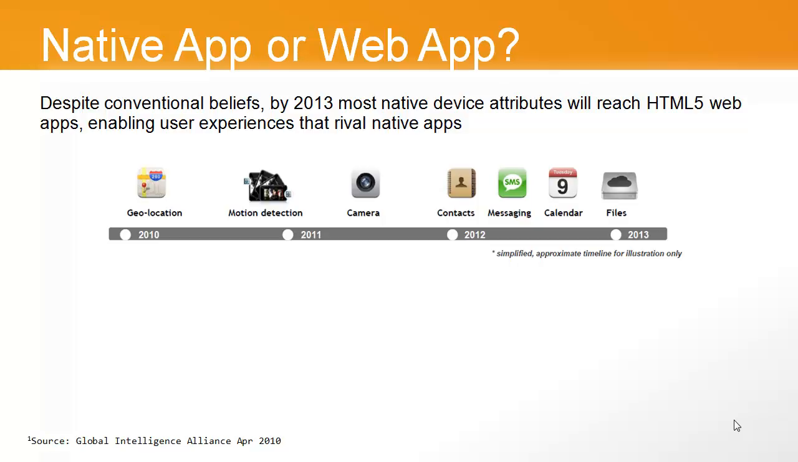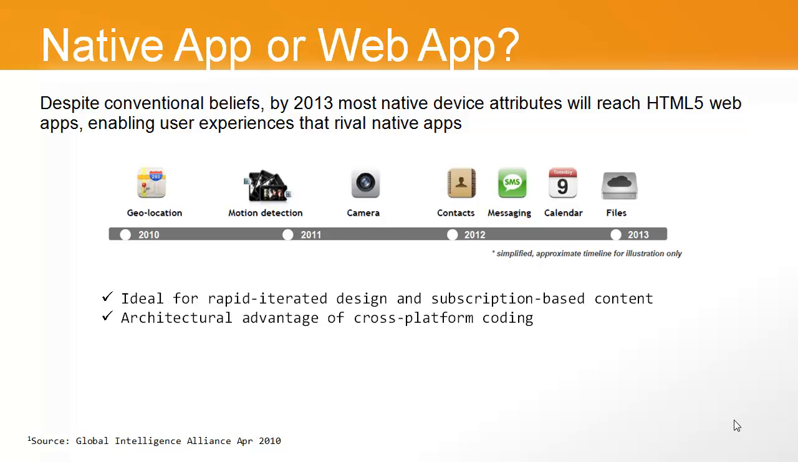And despite conventional belief, by 2013, most native device attributes will reach HTML5 web applications, and this is by enabling user experiences that rival native apps. But before we get there, we need to know the mission of our applications, and then we will be able to see where the web is standing now and whether that works for the mission that we have for our applications. Web applications are ideal for rapid iterative design and subscription-based content.